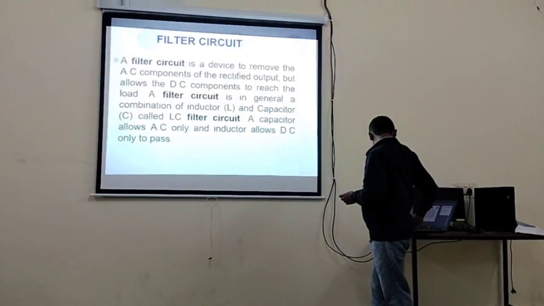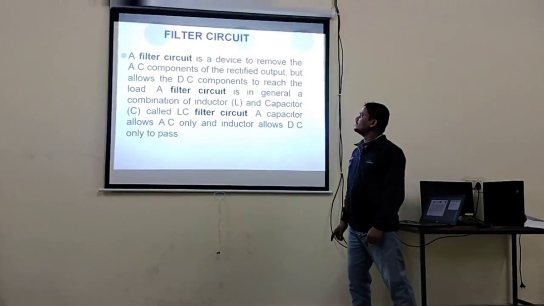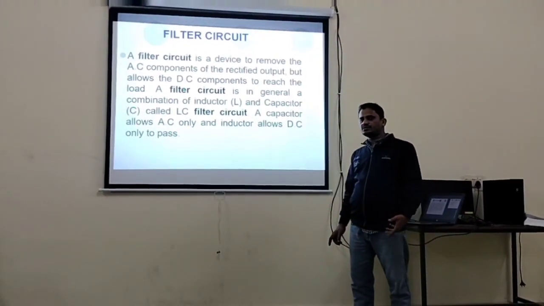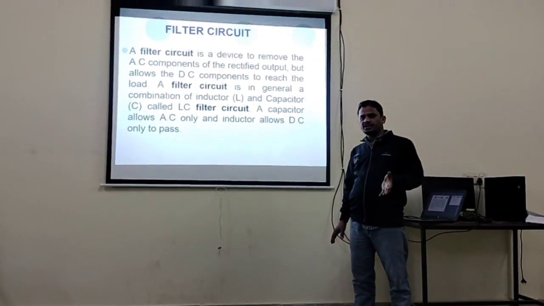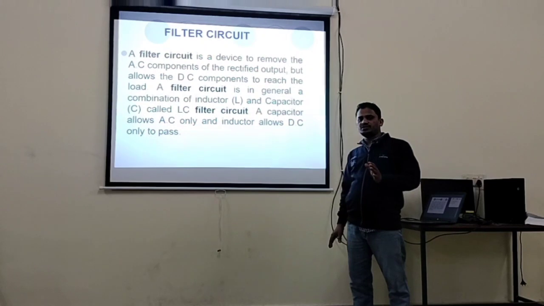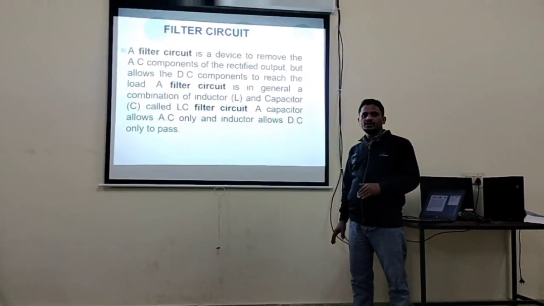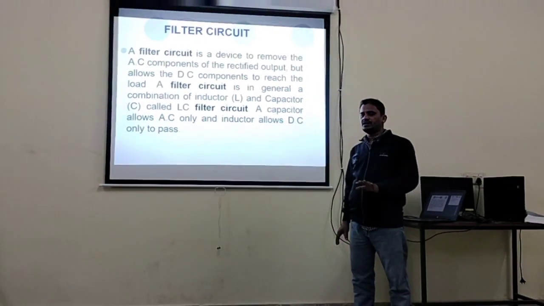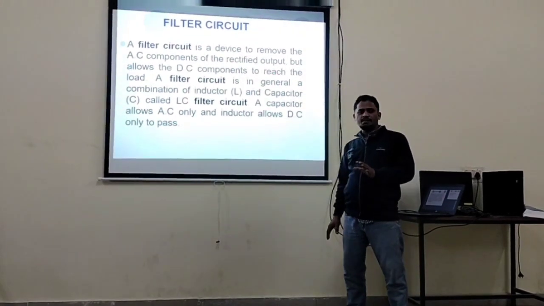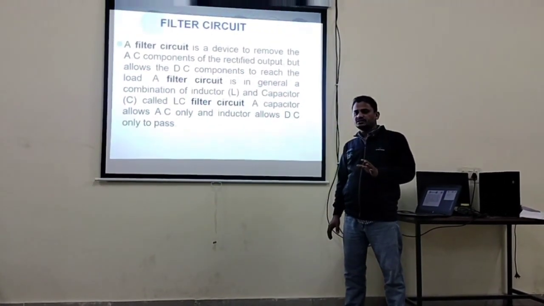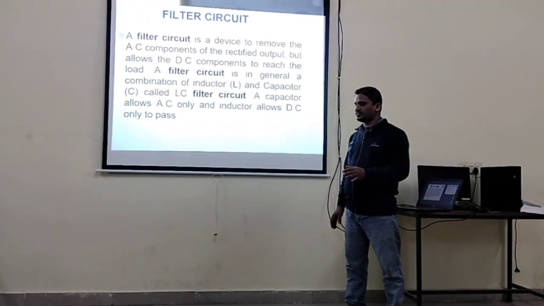Next one. After rectification of the signal from AC to DC, that DC is not pure DC, that is unregulated DC. After the rectifier circuit, a filter circuit must be required to regulate the DC power. That is, the function of the filter is the conversion of unregulated DC to regulated DC.